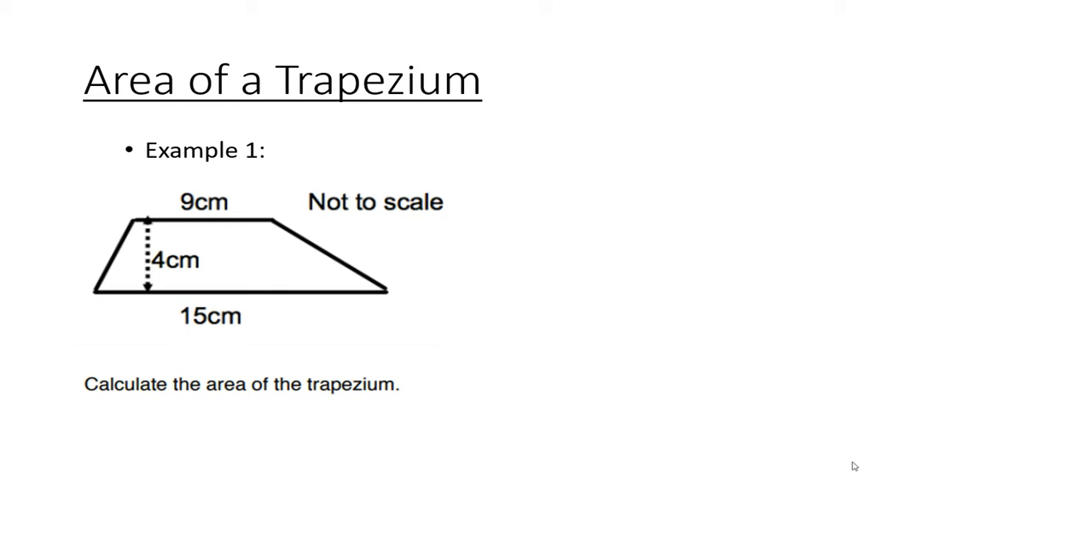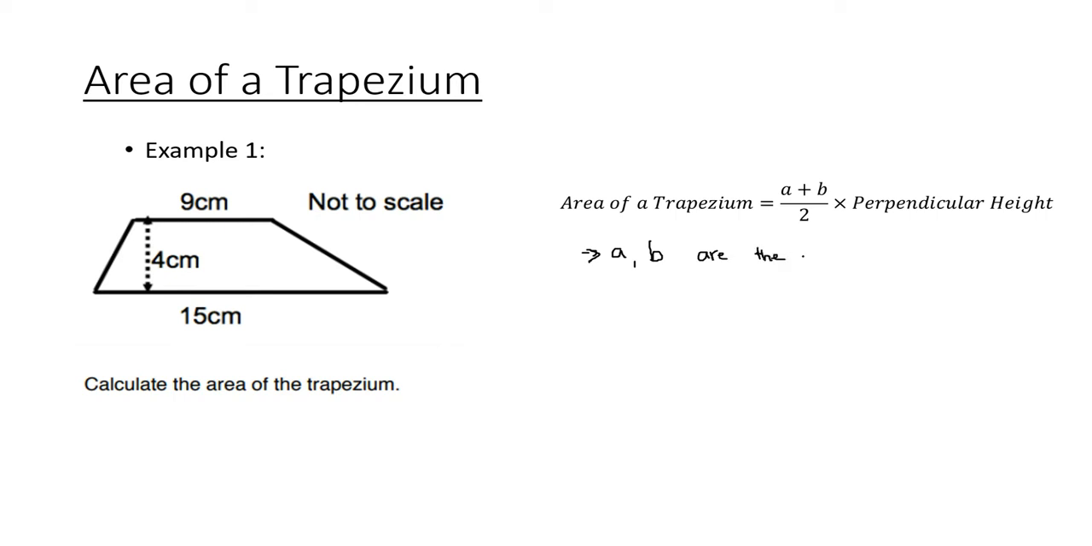So the first thing we have to do is find the formula for the area of a trapezium. Like I said, this one's a little bit trickier. So the area of a trapezium is A plus B divided by 2 multiplied by the perpendicular height. Now, your A value and your B value are the pair of parallel sides. Okay, they're always going to be the pair of parallel sides.